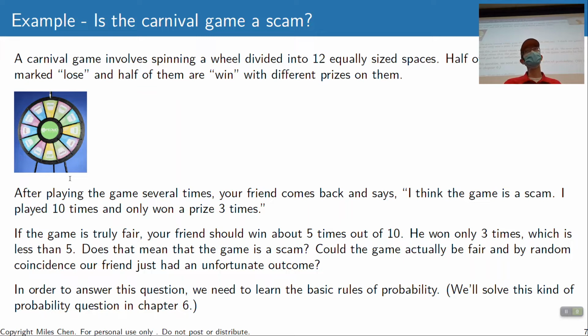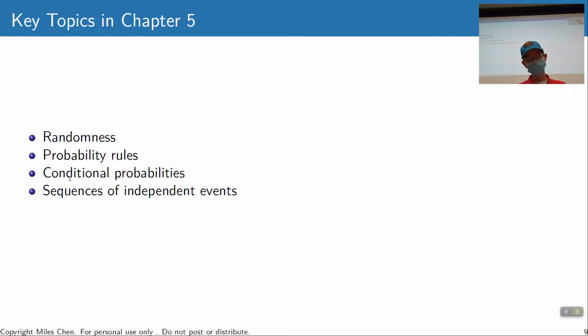And that's kind of the basic premise. This is the direction that we are headed in the future: we want to be able to distinguish between, is something wrong with the game, or is something going on, or was the person just lucky or unlucky, however what perspective you have, right? That they only won 3 times out of 10. So we got to learn probability, and then we'll try to solve this type of question in chapter 6.